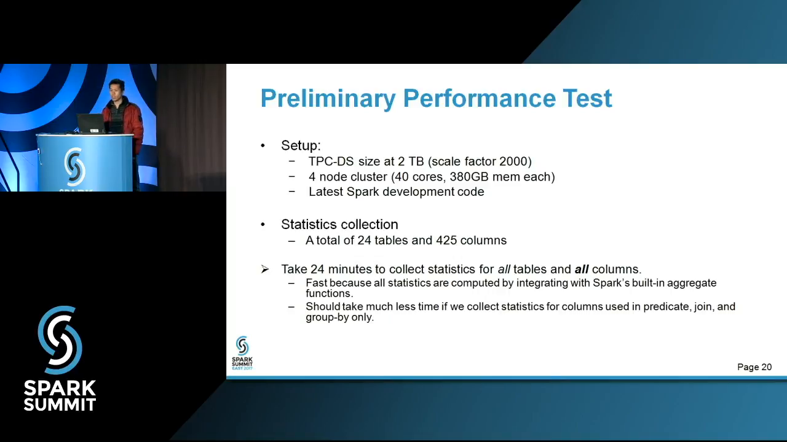The TPC-DS dataset has a total of 24 tables and 425 columns. In the statistics collection test, it takes 24 minutes to collect statistics for all tables and all columns. And that's pretty fast. The reason is that all the statistics we collect are computed by integrating with Spark's built-in aggregate functions. And it should take much less time if we collect statistics only for those columns used in predicate expression, join, and group by.